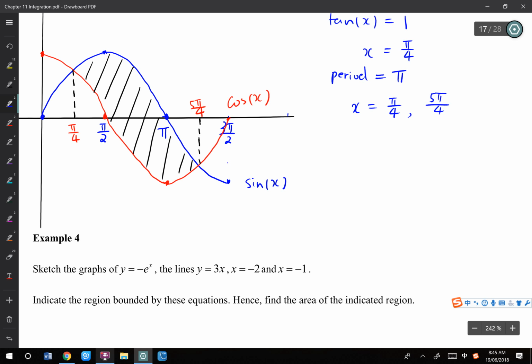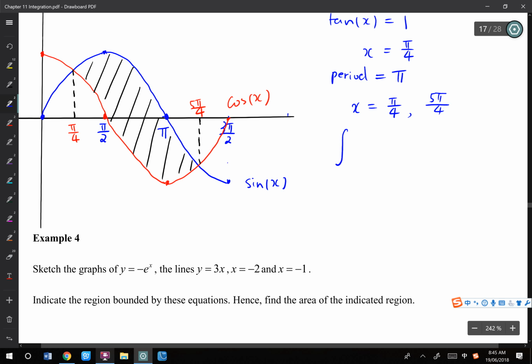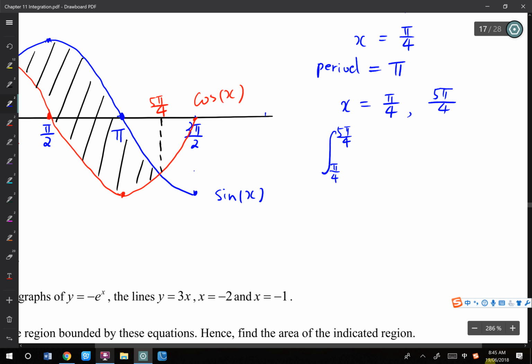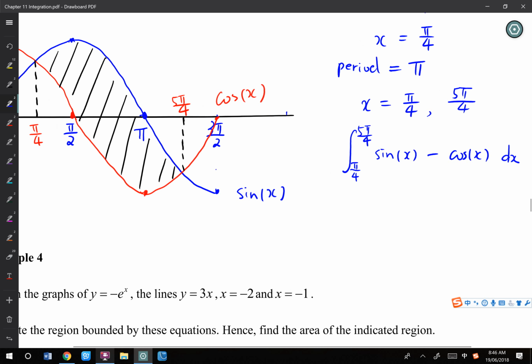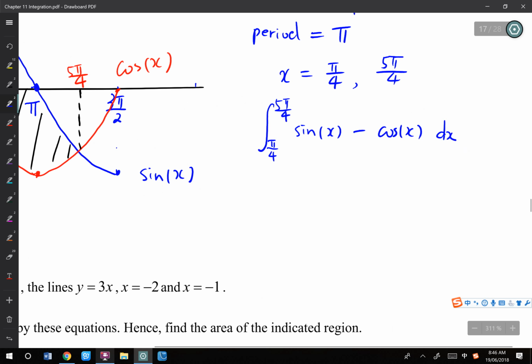So now it's very easy to solve. We just need to integrate between pi on 4 to 5 pi on 4. And sine x is on top, so it's sine x minus cosine x dx. Okay, the blue one subtract the red one, in between the two intersections, pi on 4 and 5 pi on 4. That's what I will have.